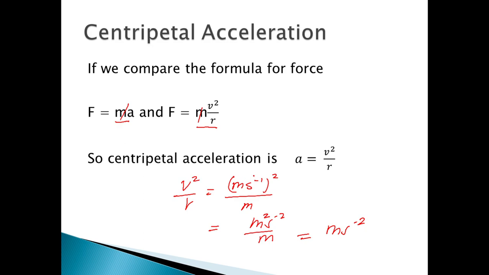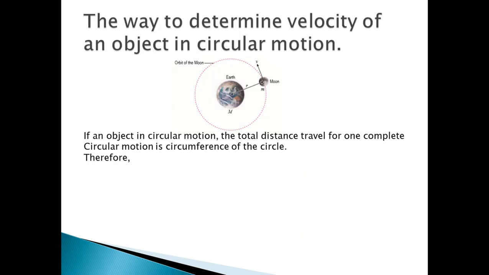This is only for circular motions. The way to calculate the acceleration towards the center is by using a equals v squared over r. Okay, so next, how do we determine the velocity of an object in circular motion? How are we going to calculate the velocity?